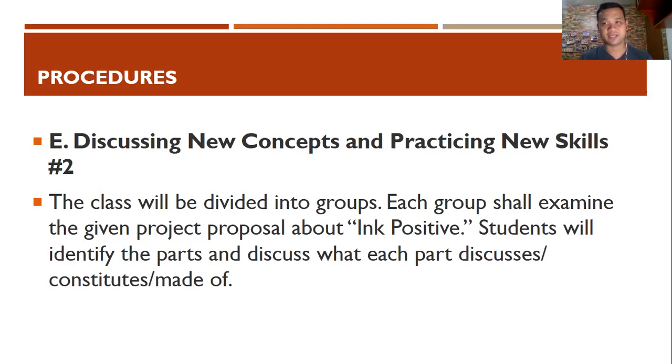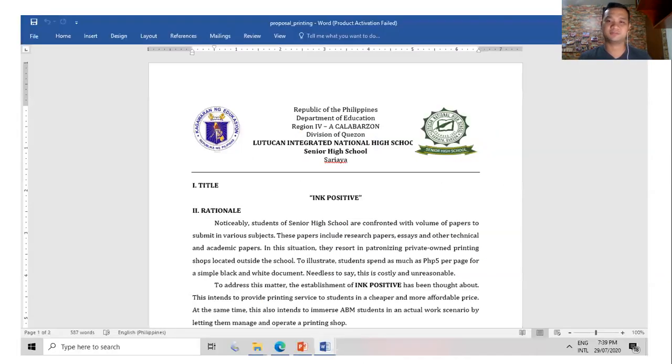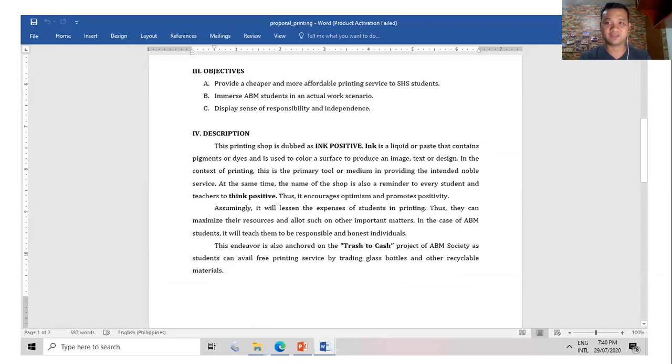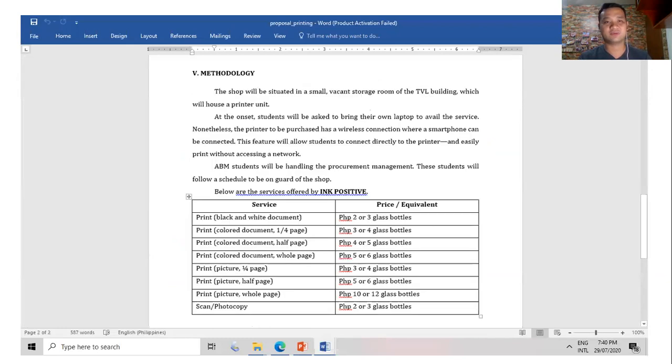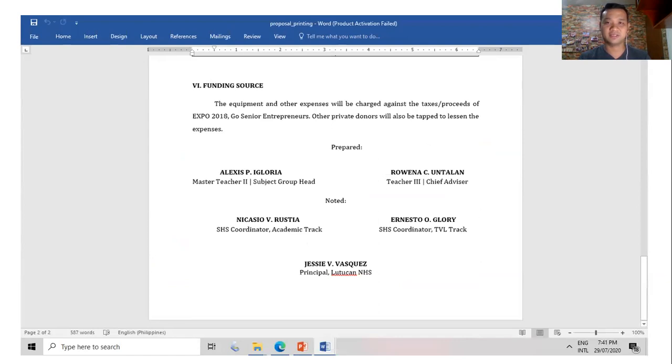These are the parts of the project being proposed. Okay, so in the proposal you will be seeing the title and then the rationale, as well as the objectives of the project proposal, and the description, as well as the methodology, and as well as the funding source. So it's not a mere scanning of the material, but actually focusing on each part of the proposal and how it is written.